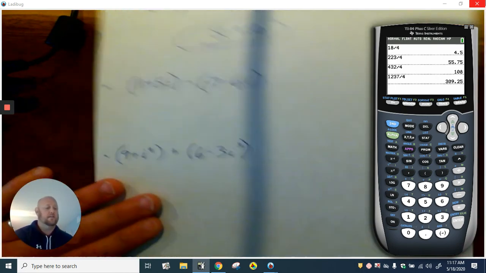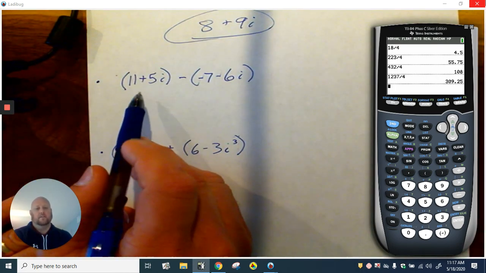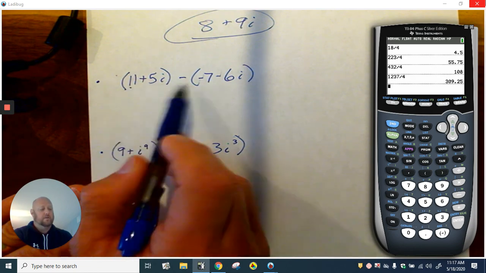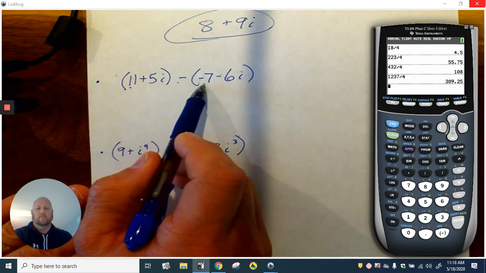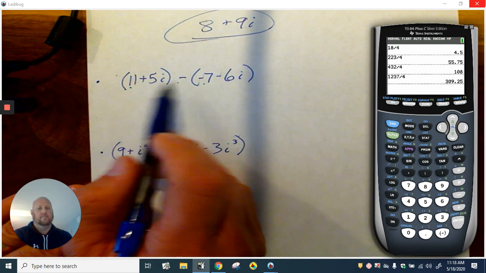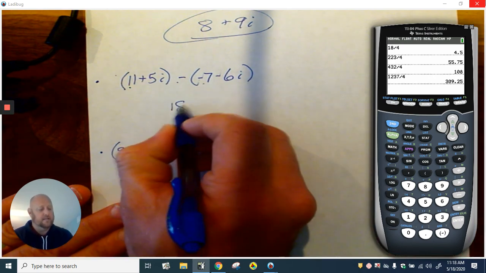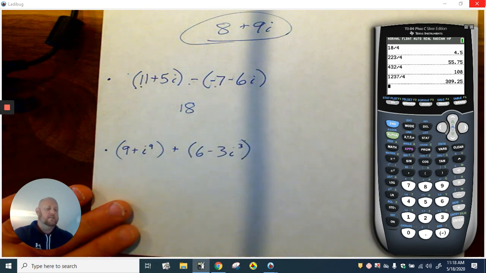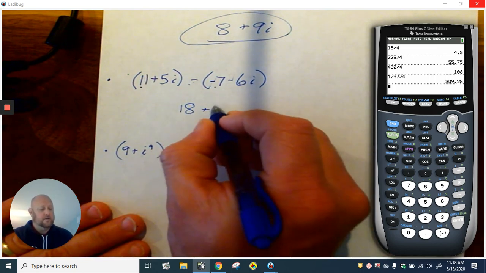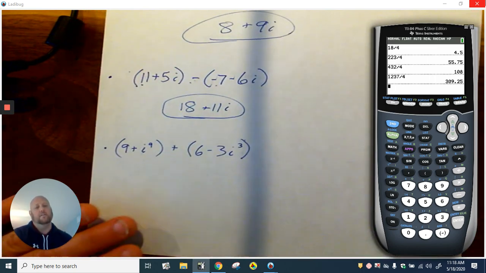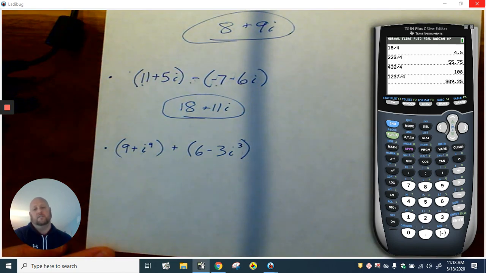It's just like they were x's. You're just combining like terms. You have a real part minus a -7 real part. 11 minus a -7 would be the same as 11 plus 7, or 18. 5i minus a -6i would be a positive 11i. You're done. You're just combining like terms.